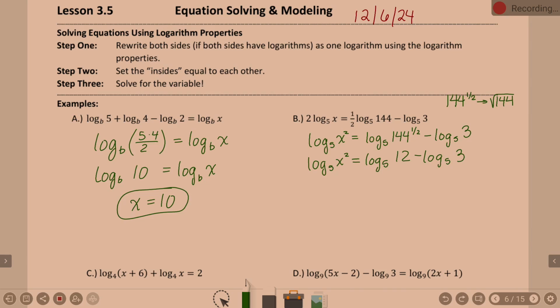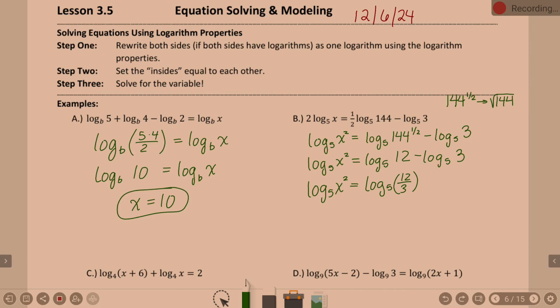Then, on the right side, it's just 12 divided by 3. You get log base 4, and you've got to take the square root. Log base 5 of x squared stays on the left for the moment. Two logs being subtracted can be rewritten as one log where the insides are divided. And we know that, so it's going to be 12 divided by 3. We know 12 divided by 3 is 4.